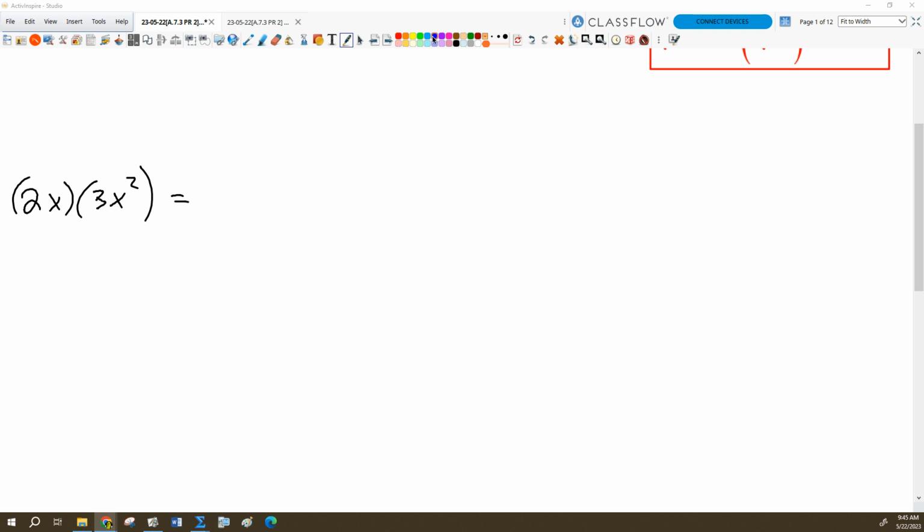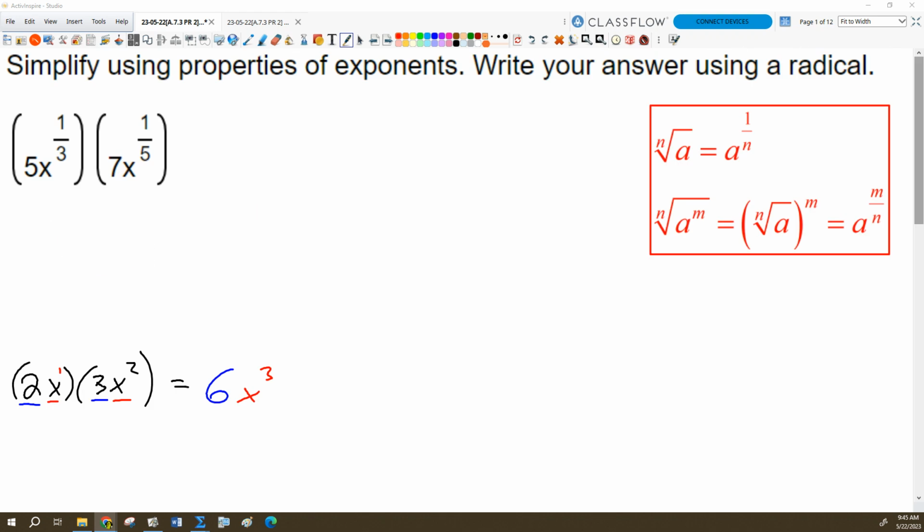Because in that situation, wouldn't you just choose the order in which you multiplied these things together? We'll multiply the coefficients first. 2 times 3 is 6. And then we'll multiply the variables. X to the 1 times x squared is x cubed, right? So we do the same strategy when we've got rational exponents. We're just going to get our coefficients. 5 times 7 is 35.